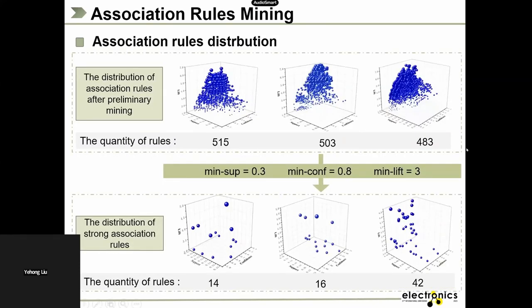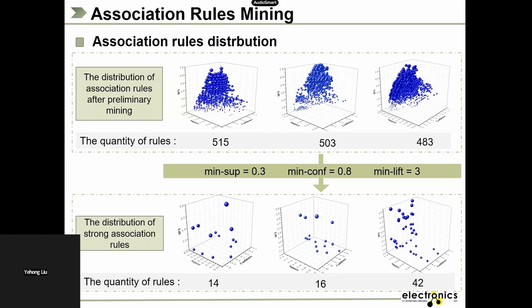After conducting the preliminary mining process, we unearthed a total of 515 association rules when the feedrate was in the range of 6 to 8 kilograms per second. Similarly, 503 association rules were discovered for feedrates between 8 to 10 kilograms per second, and 483 rules were mined for feedrates ranging from 10 to 11 kilograms per second. Subsequently, by configuring the threshold values for the 3 metrics as 0.3, 0.8, and 3, respectively, we derived 14, 16, and 42 strong association rules for the 3 feedrate conditions.